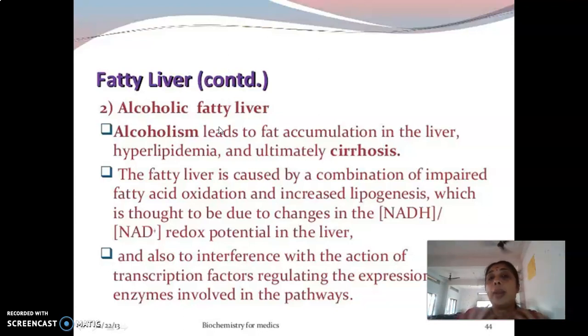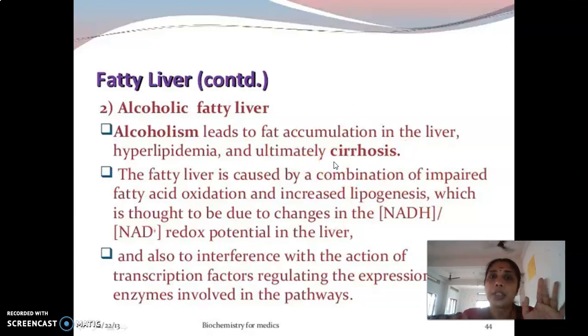So this condition is known as liver cirrhosis. That is, the normal consistency of the cell will be lost, and the cell becomes fibrotic. So that is known as liver cirrhosis. Okay, so the fatty liver is due to impaired fatty acid oxidation and increased lipogenesis. So the NADH to NAD ratio will be increased, as a result of which the oxaloacetate TCA cycle is impaired, the cell will be losing its normal consistency and becomes fibrotic.